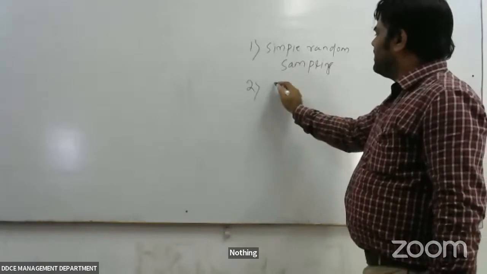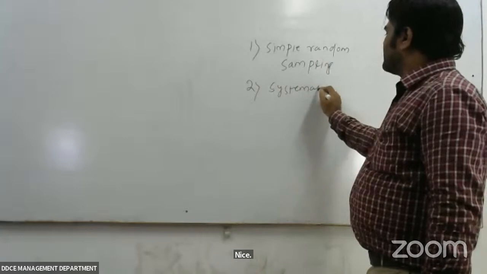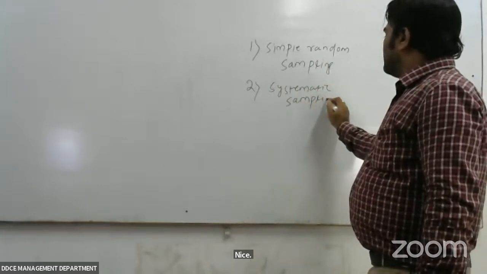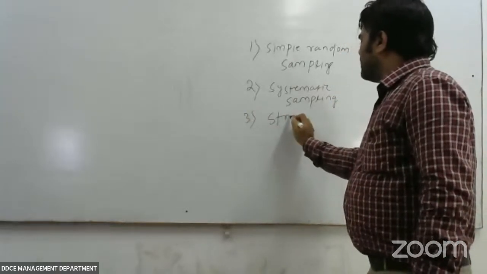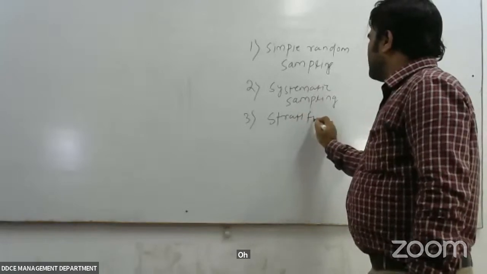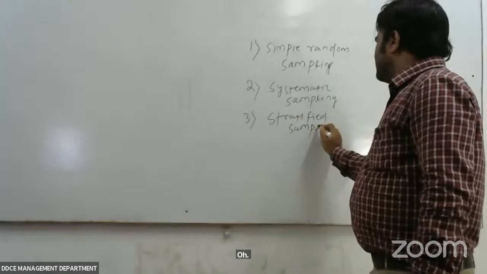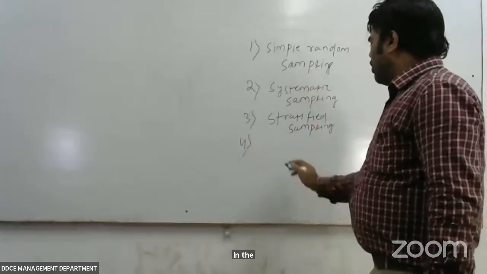Simple random sampling, systematic sampling. The third one is stratified. And the last one is cluster.